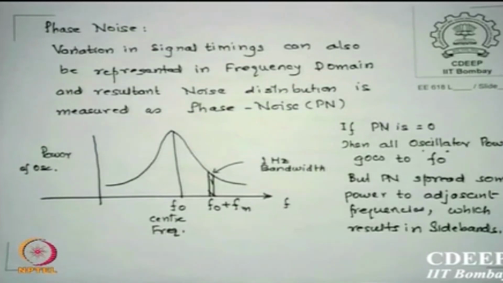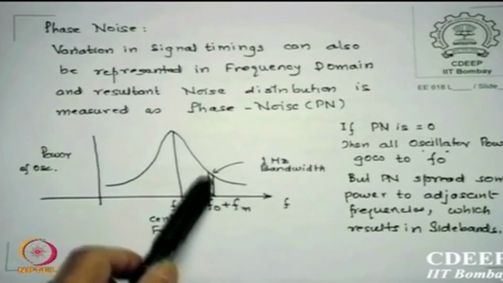So at that time the oscillator will oscillate at that frequency, so no issues, everything is fine. But if there is a distribution like this as shown here, some power is actually given to adjacent frequencies, which results in sidebands. Just now I showed you this same picture shown here. So now we define phase noise out of this.